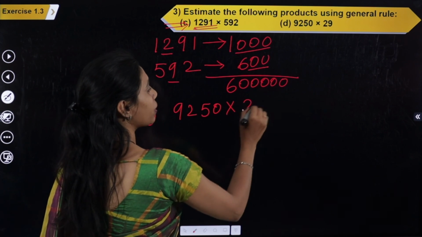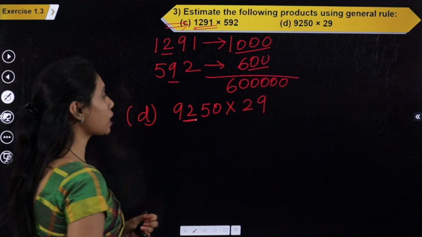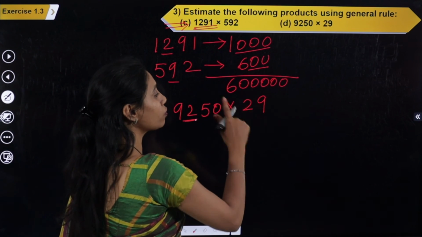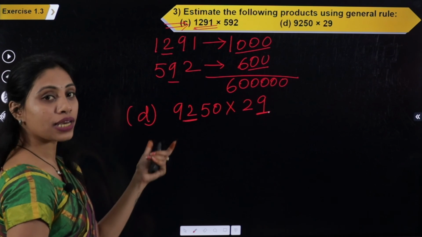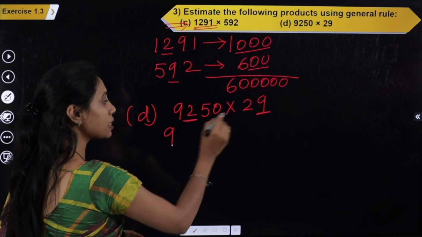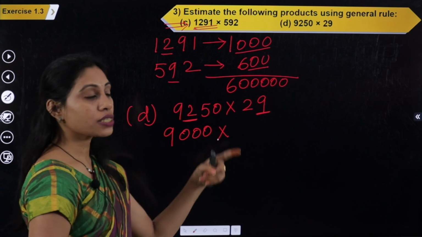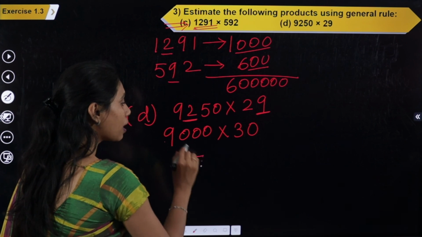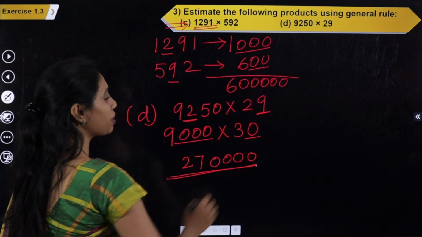Next, the last question: 9,250 into 29. Since we have 4 digits, we always round off to the nearest 1000. So underline the hundreds place. Here we have 2 digits, so we will round off to the nearest 10. So underline the ones digit. When we round 9,250 to 1000, 2 is the underlined digit, compare it with 5, 2 is smaller than 5, so 9 remains as it is, and the rest are all zeros. Into 9, we have the underlined digit which is greater than 5, so 2 plus 1 is 3 and it becomes 0. 9 3s are 27, and we have 3 zeros and 1 zero, 3 plus 1, 4 zeros. So this is the final estimated answer.